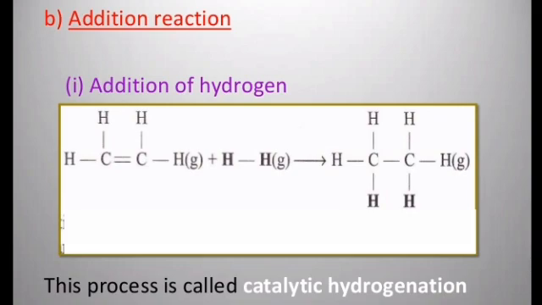Addition of hydrogen. Alkenes are unsaturated and they have space to add some molecules. Here an alkene like ethene is added with hydrogen, and as such the addition of hydrogen forms an alkane, that is a saturated carbon compound. This process takes place with the help of a catalyst, and such a process is known as catalytic hydrogenation.